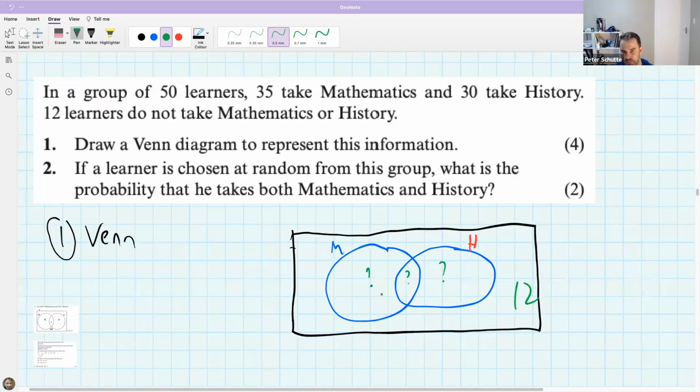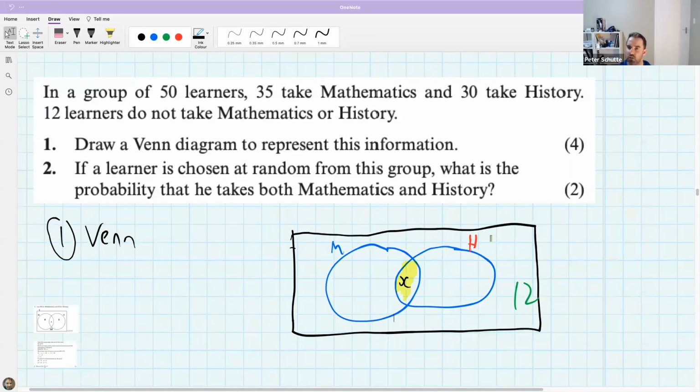There are a couple of different techniques that people could use, but I think a lot of students benefit by making this middle region that you don't know X. Not because you don't know what it is. And so how can you use that to help you? You know, 12 don't take maths or history.